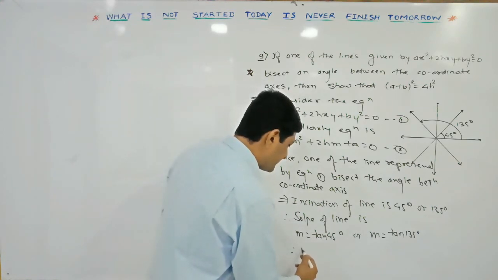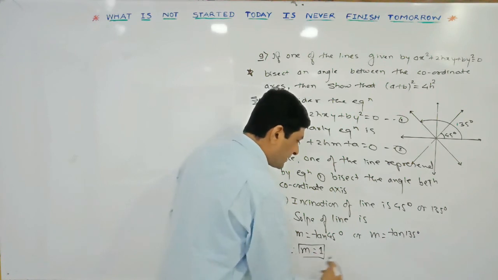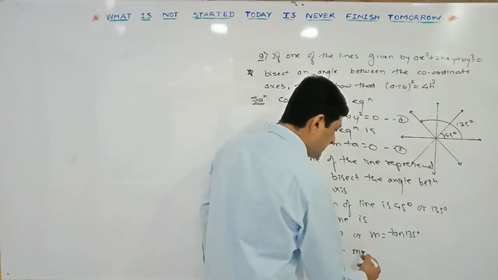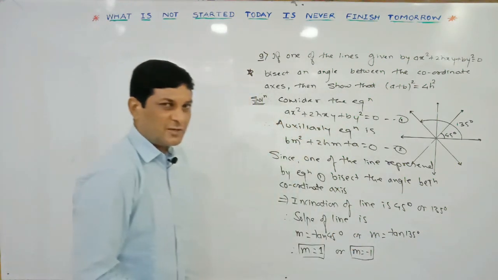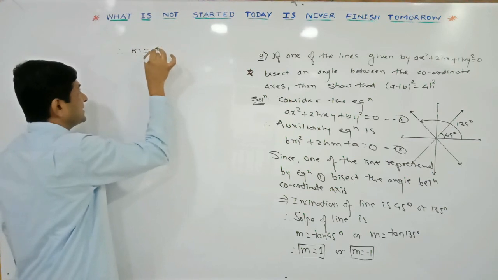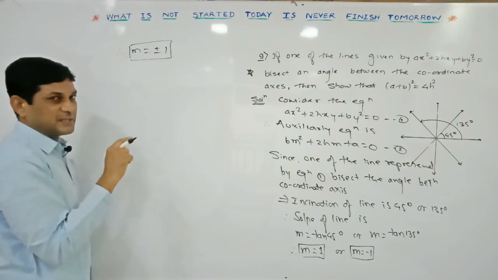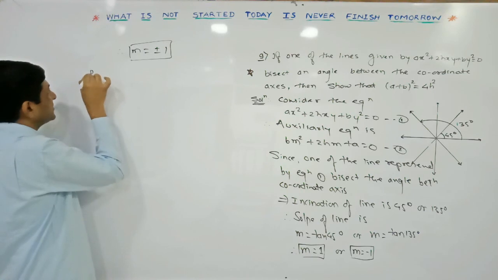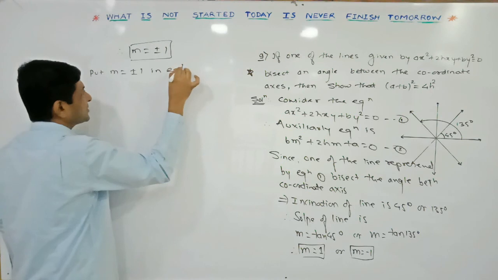So m equals, what is the value of tan 45? It will be equal to plus 1, or if we consider m equal to tan 135, tan 135 is equal to minus 1. Means the value of m is either plus 1 or minus 1. Therefore m equals plus or minus 1. Once the value of m is known, the remaining part is to substitute this value in equation number two. So put m equal to plus or minus 1 in equation two.